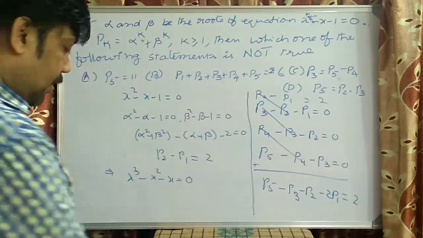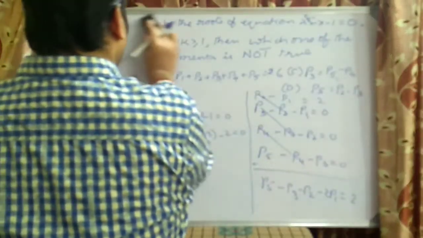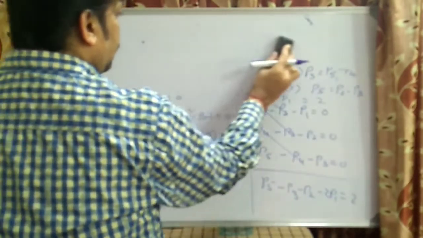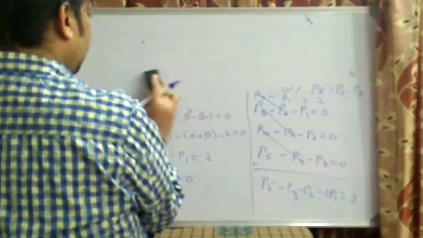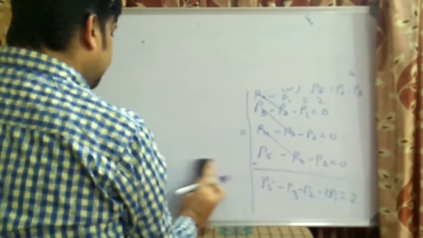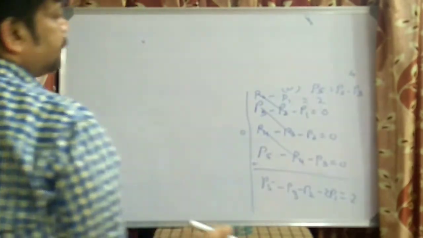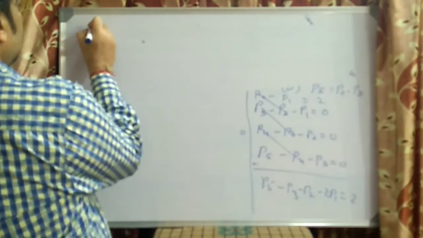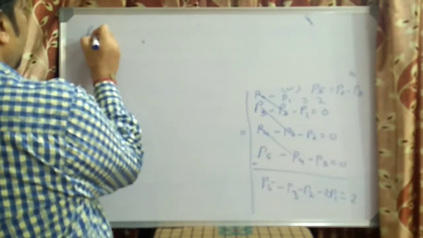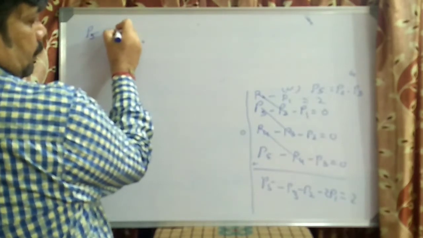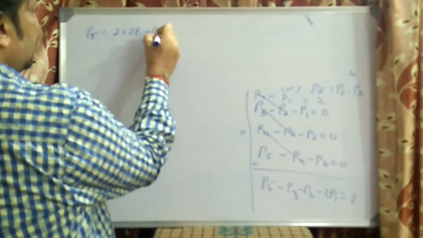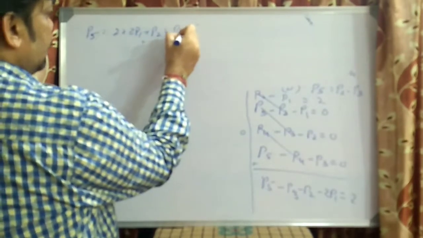Now I am rubbing this part off. So here P5 is equal to 2 plus 2P1 plus P2 plus P3.